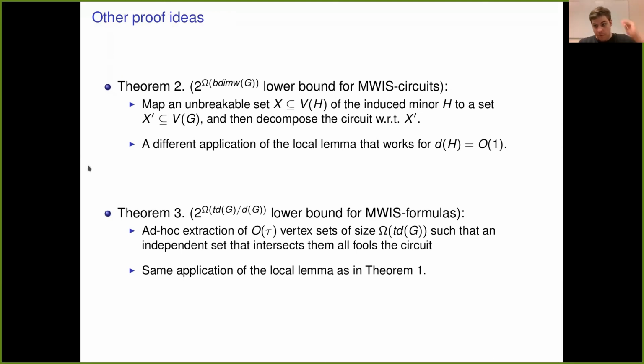And for the lower bound for formulas, we again do like in theorem 1. We extract some family of vertex sets, so that hitting all of them with an independent set fools the circuit. So here we do the same. We again extract these vertex sets from the formula, so that finding an independent set that intersects all of them fools the formula, and use again the same application of the Lovász local lemma as in theorem 1.